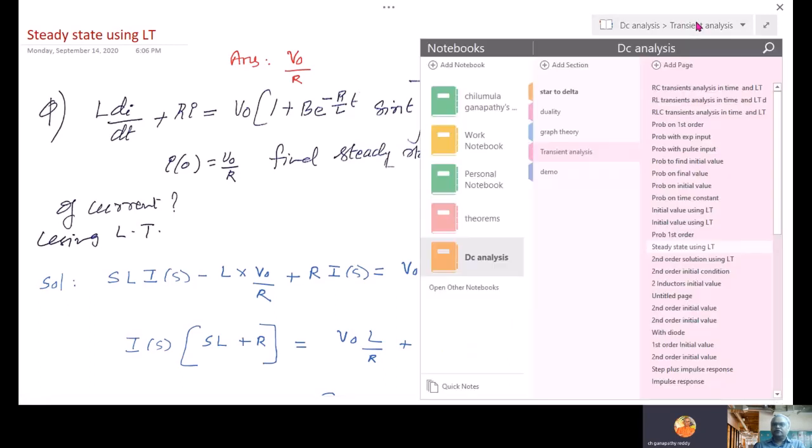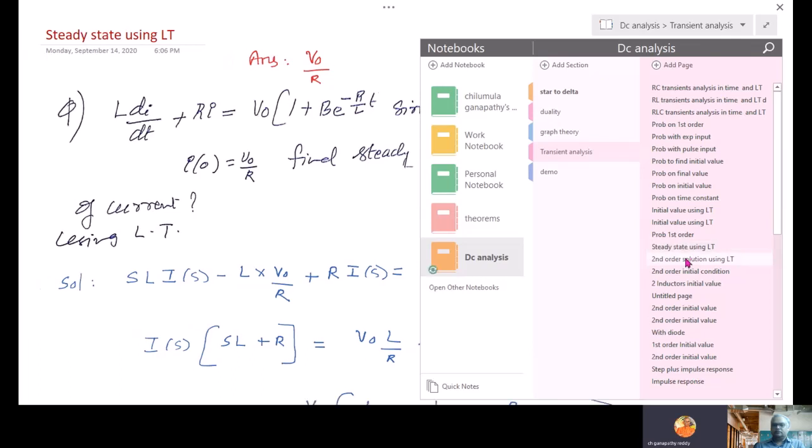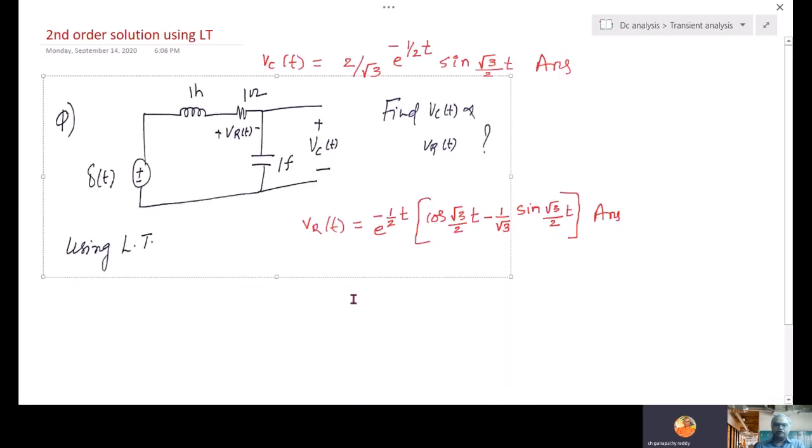These are all different problems asked in GATE or IES. So all varieties of models I'm solving.